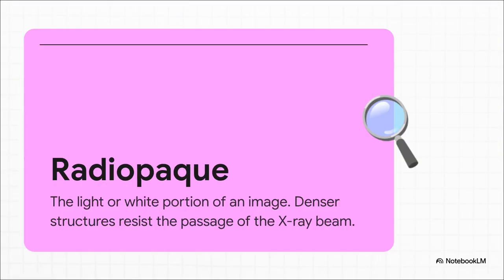And on the flip side, you have radiopaque. This is the opposite. Think of a thick stone wall. Super dense things like your tooth enamel or fillings or solid bone, they block the X-ray beams. And since those beams can't reach the sensor, that area just stays white on the image. It's really that simple. The denser something is, the whiter it looks.